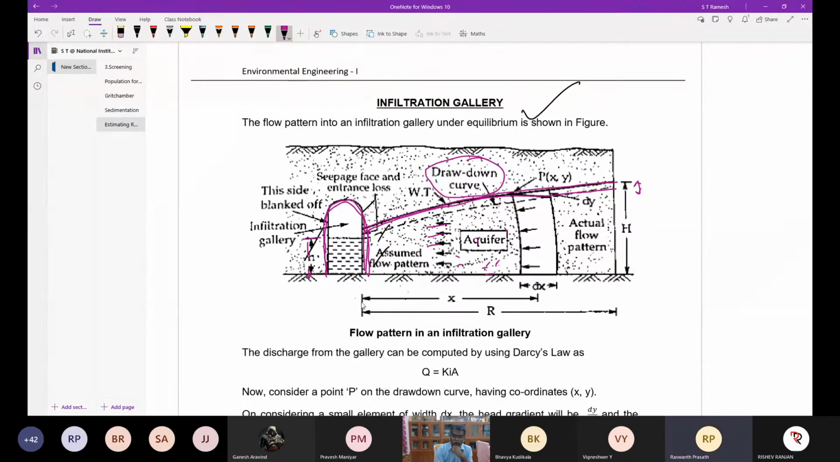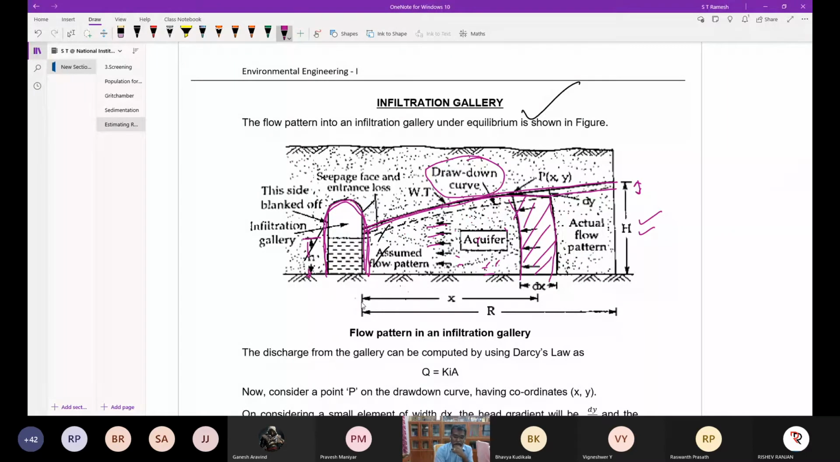Yes, sir. So now I'm considering a portion of soil near the infiltration gallery, and you make a note on capital H and small h. Small h is equal to the depth of water or height of water inside the infiltration gallery, and capital H is equal to the depth of your aquifer. Is it okay? So you can remember it simply.